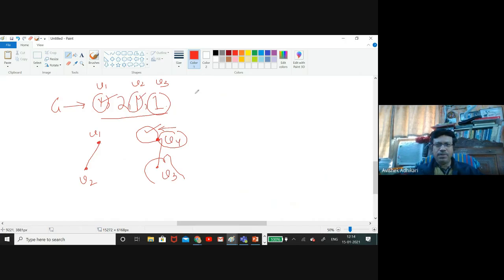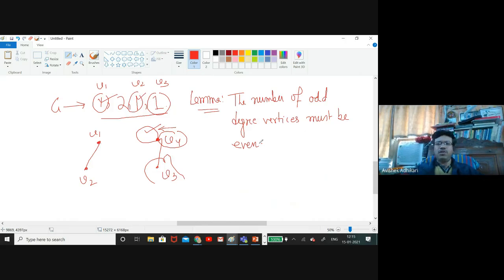So as a lemma of the previous theorem, you can say that the number of odd degree vertices must be, what should be the answer? Must be even. So the number of odd degree vertices in a graph must be even. So you cannot have a graph with an odd number of odd degree vertices.